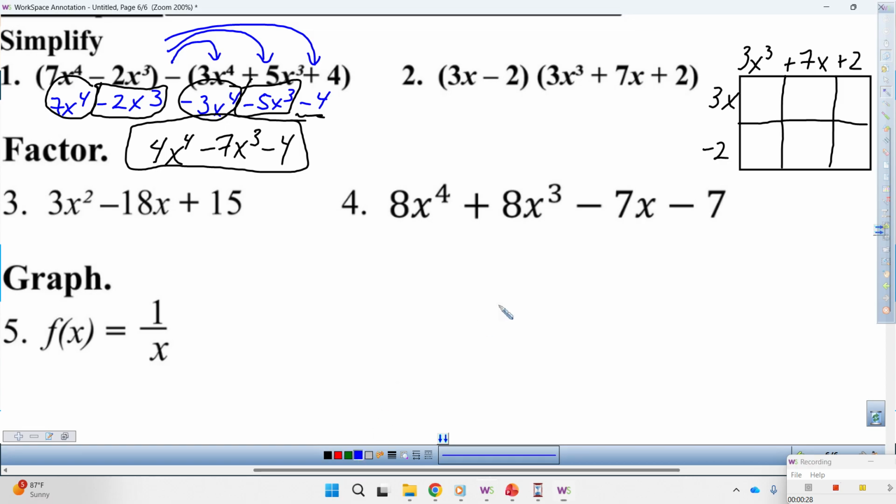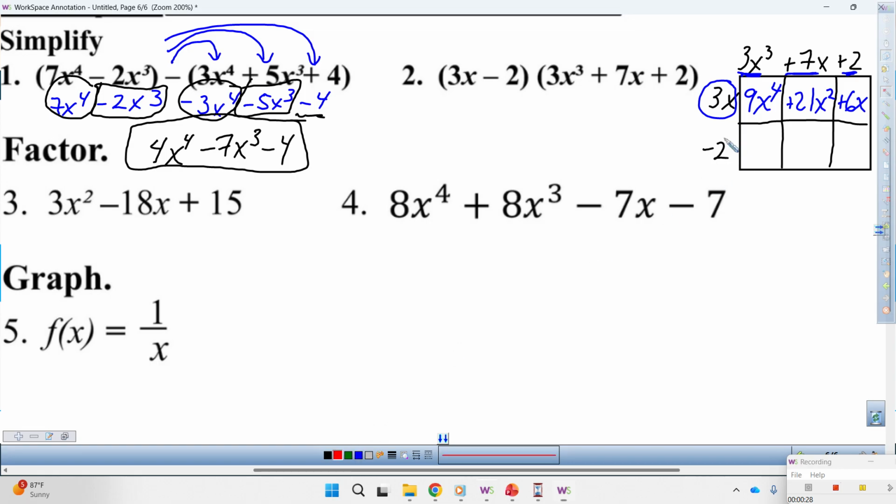So I'm going to use blue to multiply the 3x times all three terms on the top. So what is 3x times 3x cubed? We start with the numbers. 3 times 3 is 9. X times x cubed is x to the fourth. Next, 3 times 7. 3 times 7 is positive 21. And x times x is x to the second. Next, 3 times 2 is 6, so it's positive 6, and then this one has an x, so just write the x next to it.